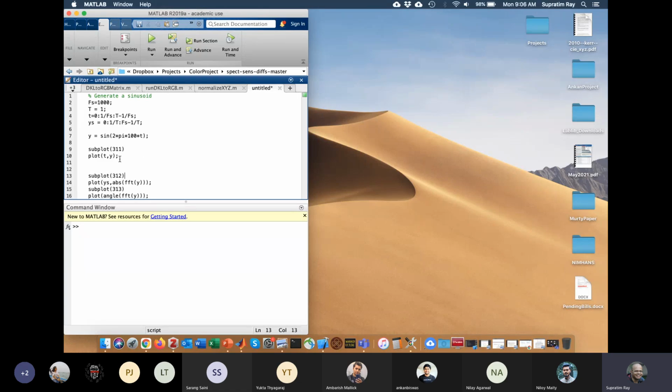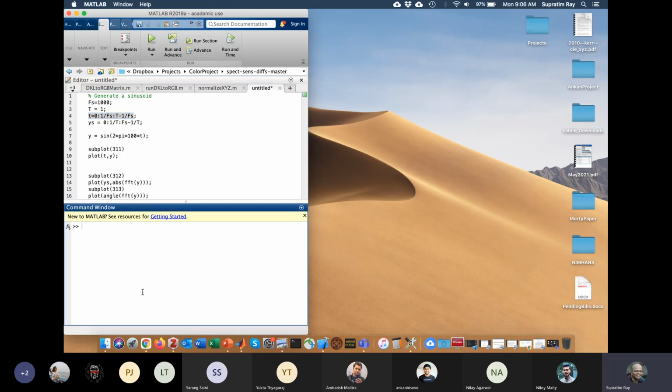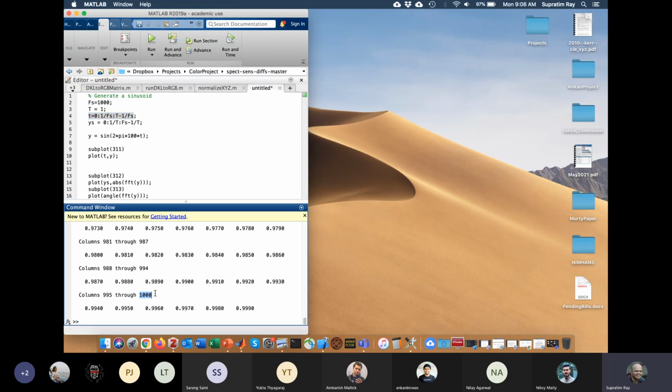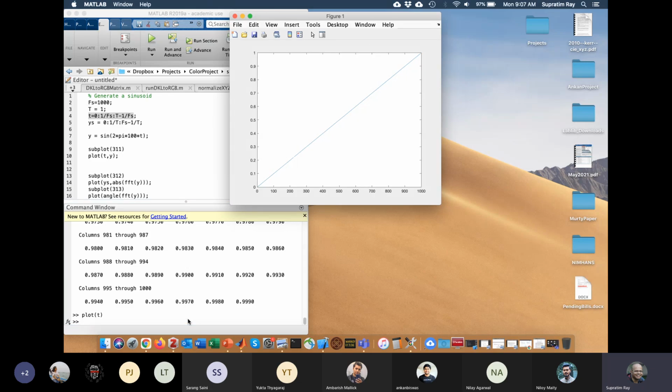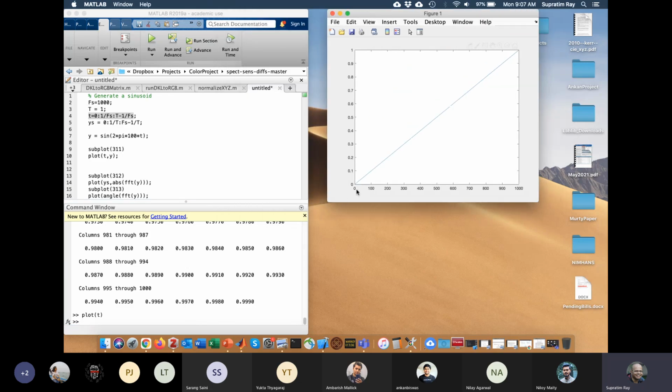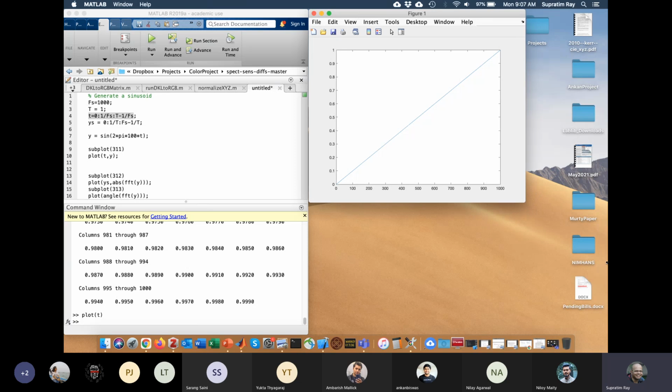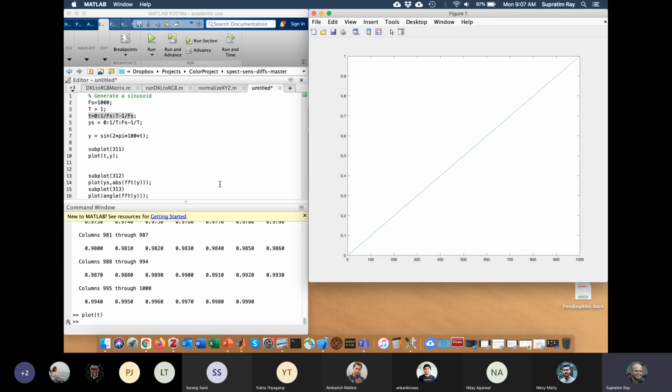So this is what that program is. I have defined the sampling frequency at 1000 and the duration as 1. Then I have created a time vector which has, in this case, 1000 data points, from 0 to 0.999 seconds. So if I just plot t, it's a vector of size 1000 taking values between 0 and 0.999.